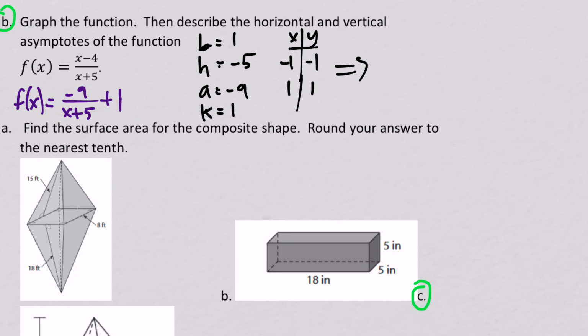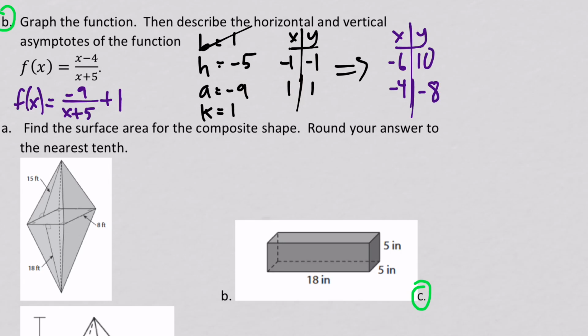Since b is just 1, I don't have to worry about it. So we're just going to worry about h, a, and k. For h, I need to subtract 5 from the x values, right? That's the correct process. So negative 1 minus 5 is negative 6. 1 minus 5 is negative 4. For a and k, first I multiply times negative 9, then I add 1 to the y values. So let's do that in our heads real quick. Negative 1 times negative 9 is 9. 9 plus 1 is 10. 1 times negative 9 is negative 9. Plus 1 is negative 8.